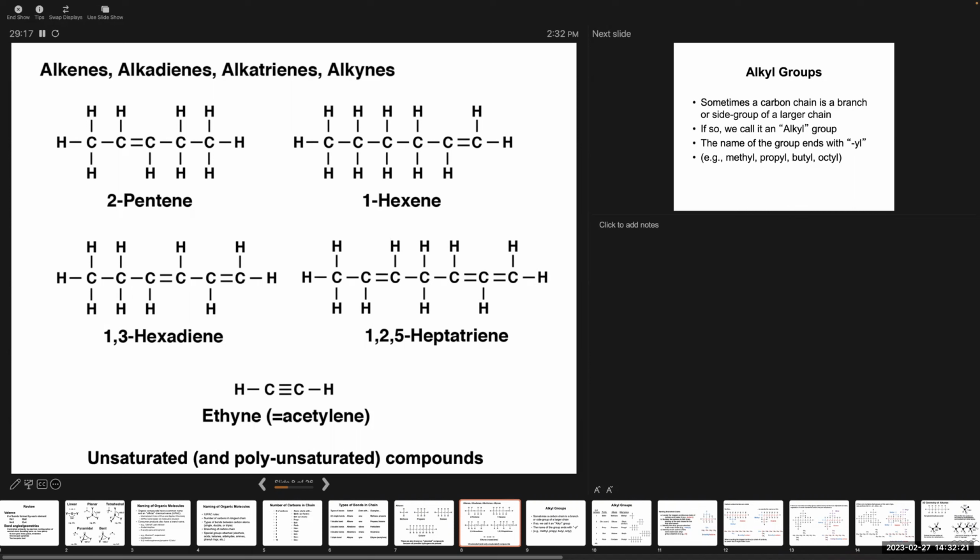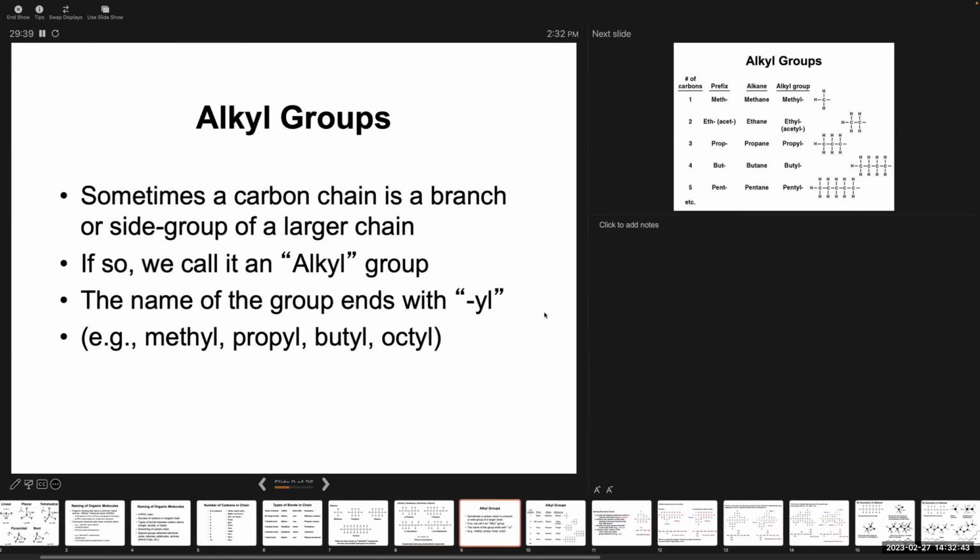Right. So in addition to the main carbon chain, you may also have shorter side chains attached to the larger chain. So let's say you had like an 8-carbon chain, you had octane. You might have like a little side branch with 2 carbons off to the side of the main octane molecule. Anytime you have a chain of carbons that's a side branch off of a bigger chain, we call that side group an alkyl group.